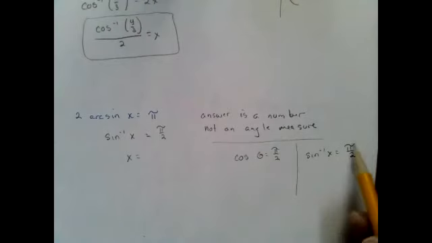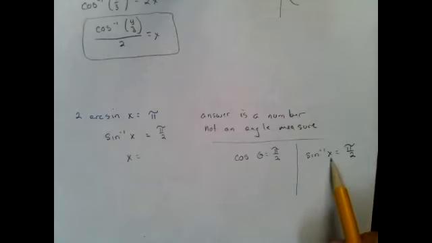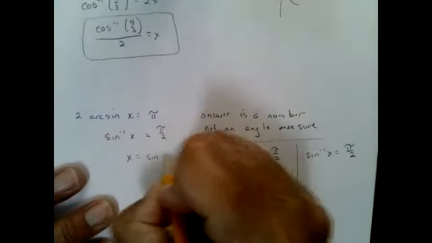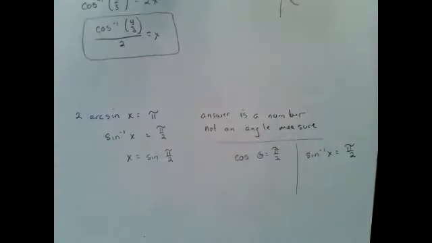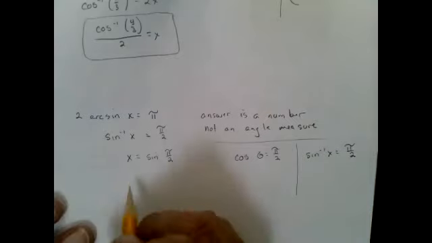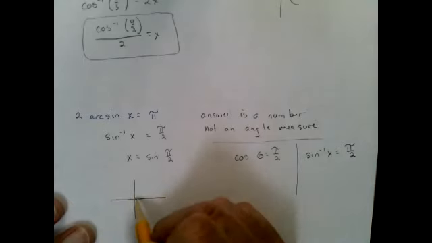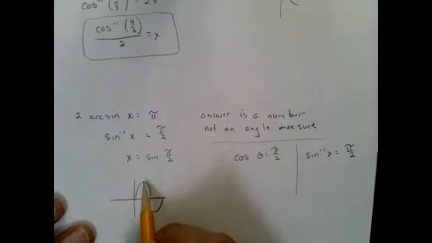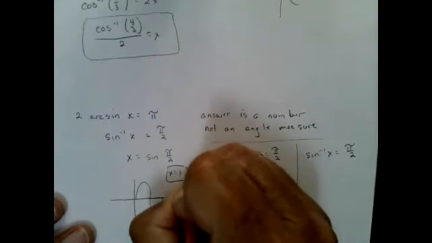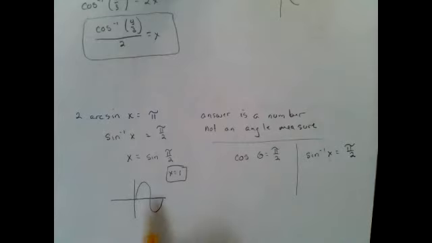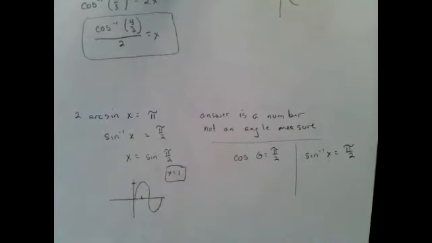Over here's my pi over 2. I'm going to send that over, and my answer is going to be a value, not a degree. So what is the sine of pi over 2? I'm going to do my way I figure them out. Sine of pi over 2 is one. Positive 1, right. X equals positive 1. Here's the sine curve. There's pi over 2. My y value is 1.